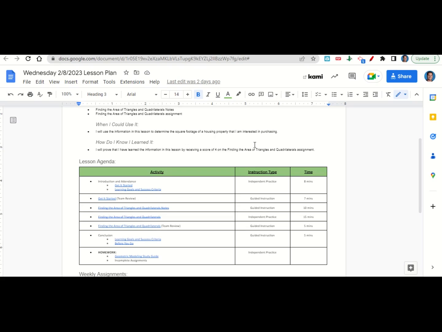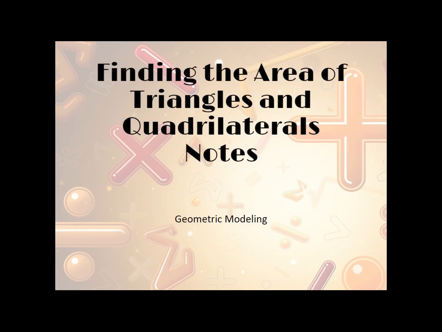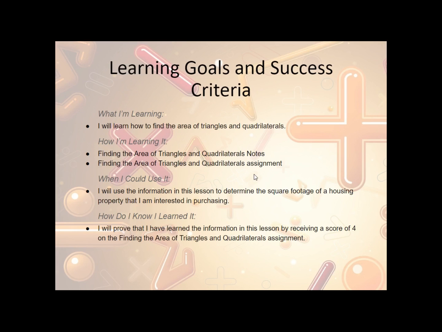At the end of class, we'll go back over our learning goals and success criteria while you fill out your Before You Go. Your only homework for tonight is to continue working on the Geometric Modeling Study Guide and any incomplete assignments that you may have. Let's take a look now at the Finding the Area of Triangles and Quadrilaterals notes. The notes begin with the learning goals and success criteria.